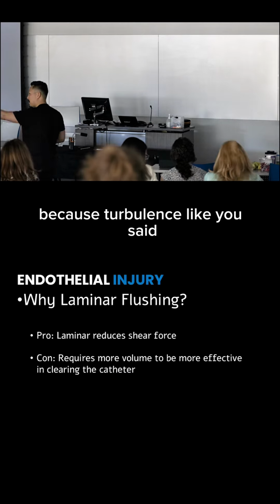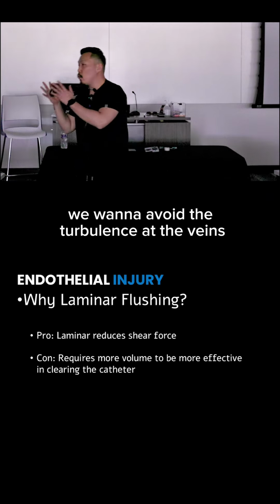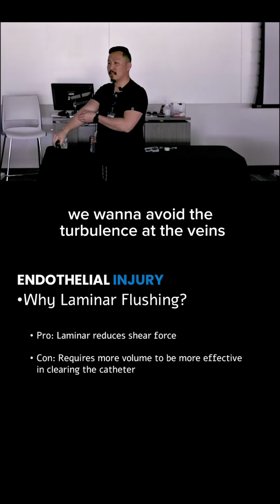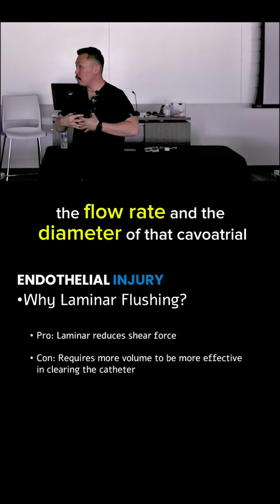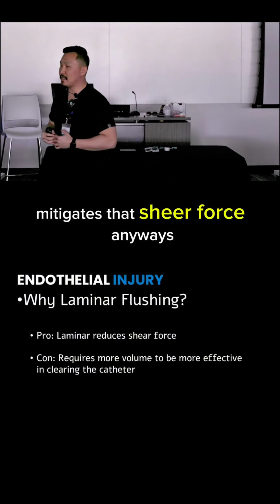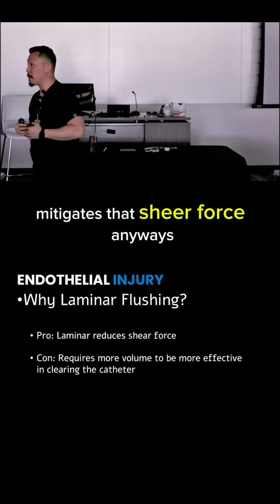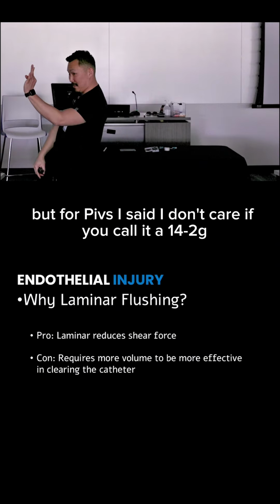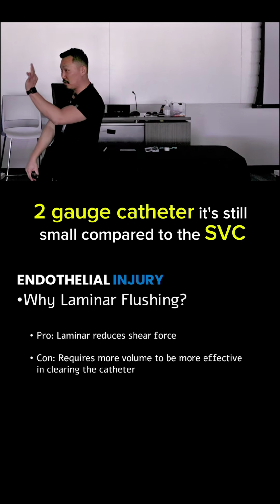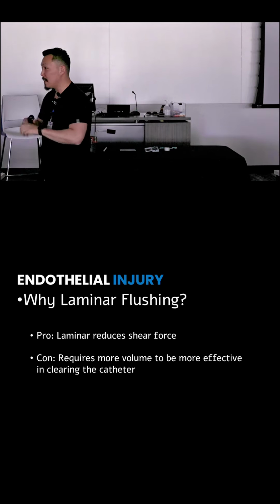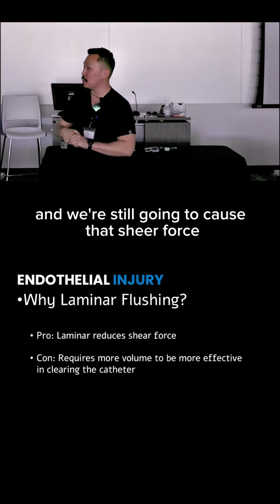Laminar flush because turbulence, like you said, we want to avoid the turbulence at the veins. Now, in my opinion, in the CVCs, the flow rate and the diameter of that cavoatrial and the flow rate of the blood mitigates that shear force anyways. But for PIVs, I don't care if you call it a 14 to 22-gauge catheter, it's still small compared to the SVC. And we're still going to cause that shear force and friction.